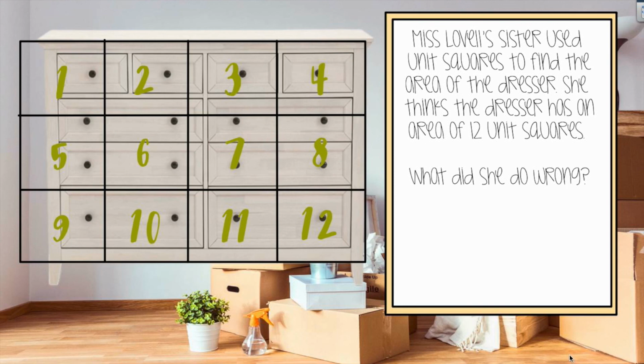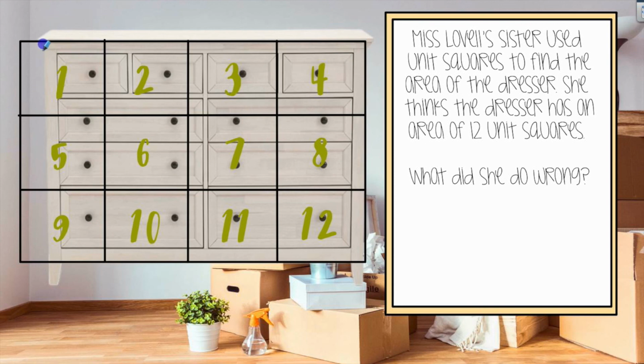Miss Lovell's sister used unit squares to find the area of the dresser. She thinks the dresser has an area of 12 unit squares. What did she do wrong? Here's my dresser right here. Now, my sister put unit squares on top of the dresser like you're supposed to, but she did not do something correct. What did she do wrong? You're right. She overlapped the unit squares.